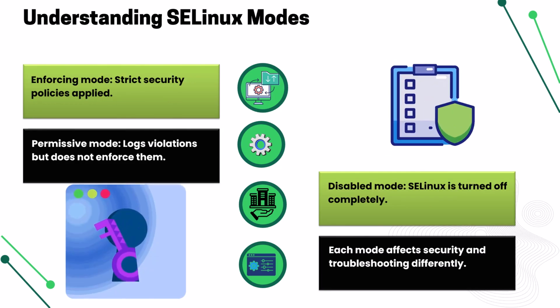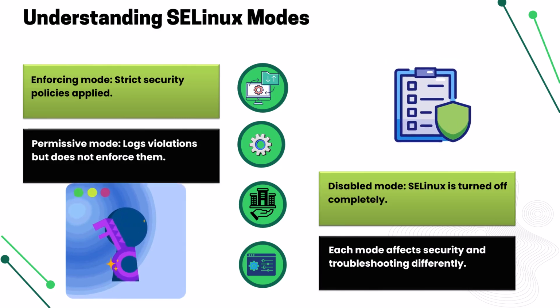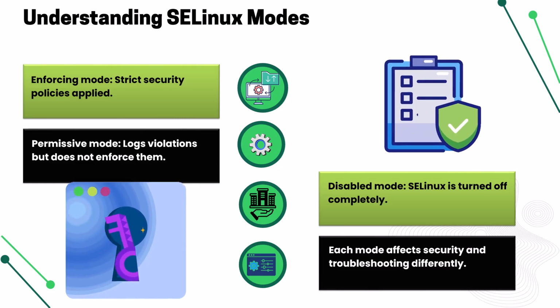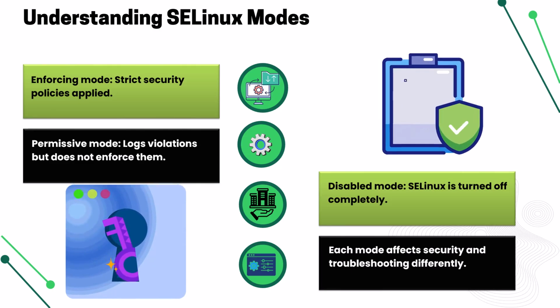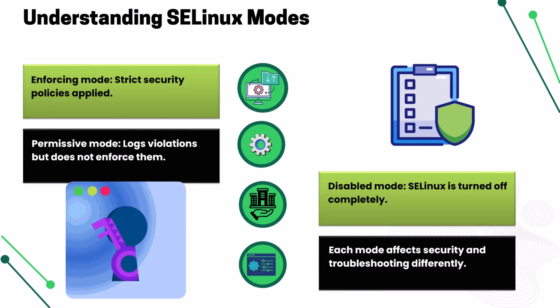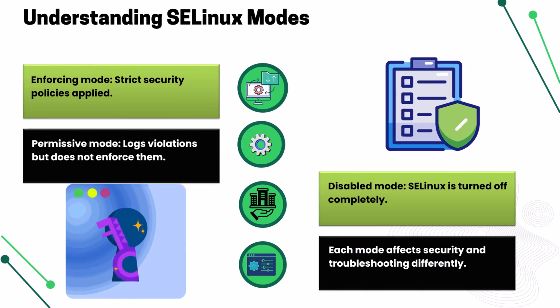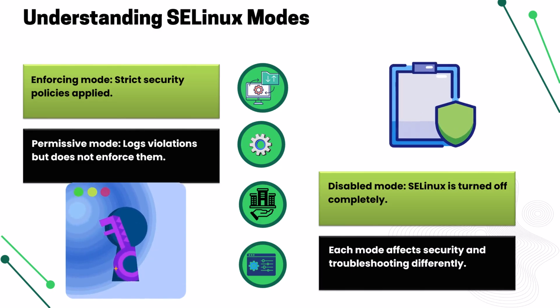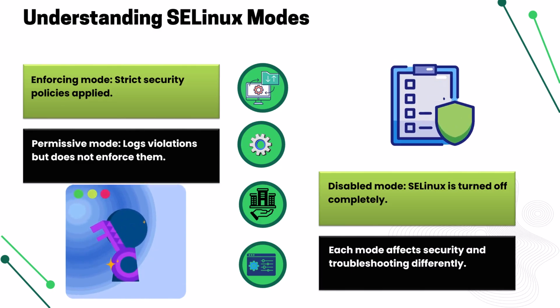SELinux comes in 3 flavors: strict, lenient, and totally absent. Enforcing mode is like the strict librarian, no rule breaking allowed. Permissive mode is more like a coach. It lets things slide but keeps track of violations. And disabled mode, well, that's like a canceled meeting, everything goes.